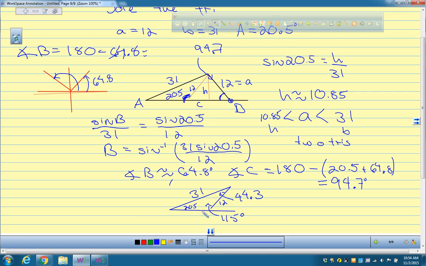So then to find this side, which people always mess up on, okay? Instead of using the 94.7 up here like I did to find this triangle's C, I use 44.3. So I would say sine of 20.5 is to 12 still as the sine of 115.2 is to 31, right?